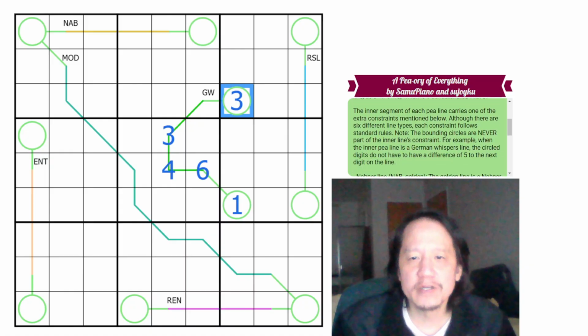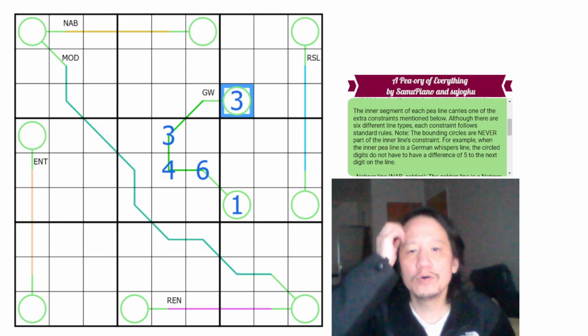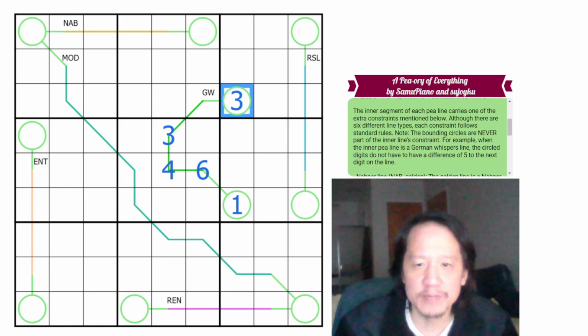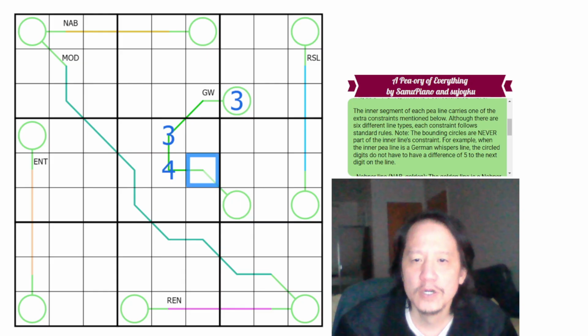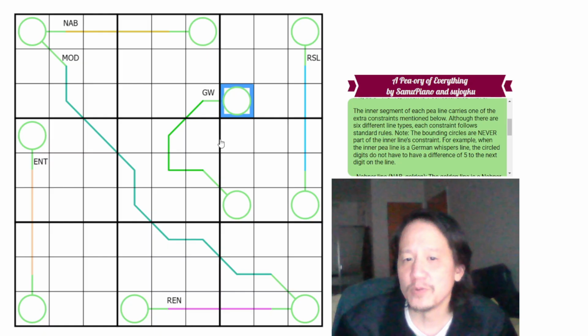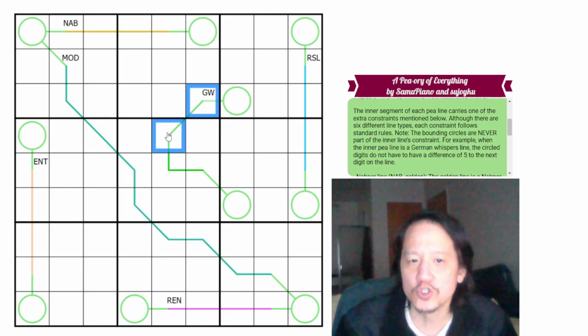The inner segment of each P line carries one of the extra constraints mentioned below. Although there are 6 different line types, each constraint follows standard rules. The bounding circles are never part of the inner line constraint. For example, when the inner P line is a German whisper line, which is this one, the circle digits do not have to have a difference of 5 to the next digit on the line.